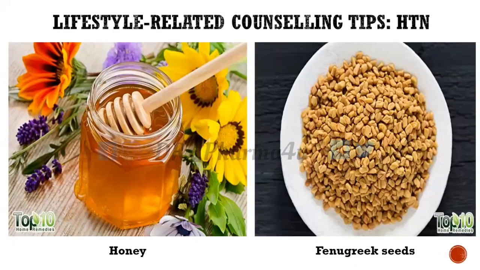Honey is also good. It's a very powerful antioxidant. It has a lot of other benefits, but it is good for reducing your blood pressure. And fenugreek seeds are also good. It has a bitter taste also. You can just put it in water or make it a bit lukewarm and then consume it. It's excellent.